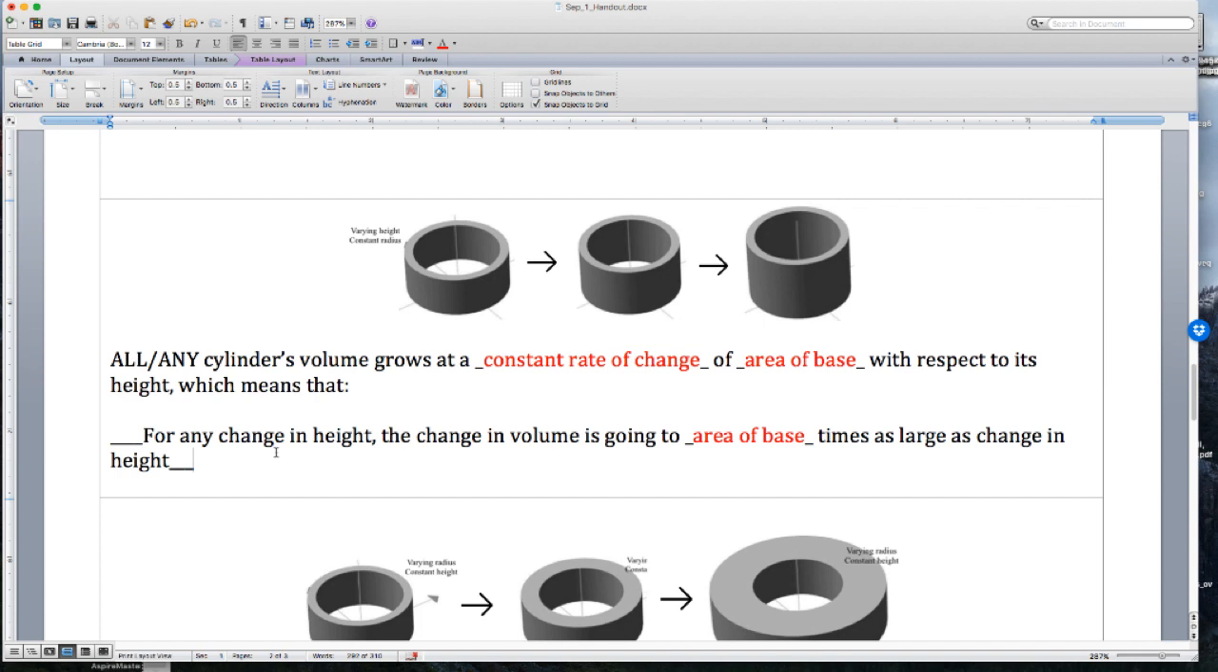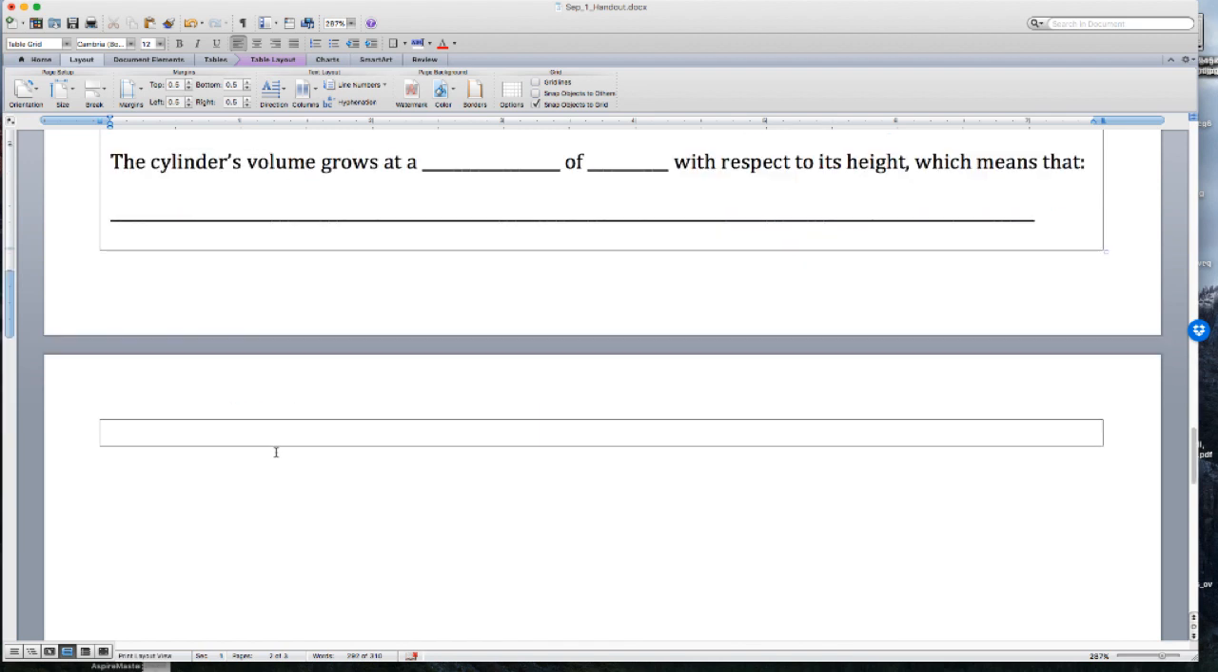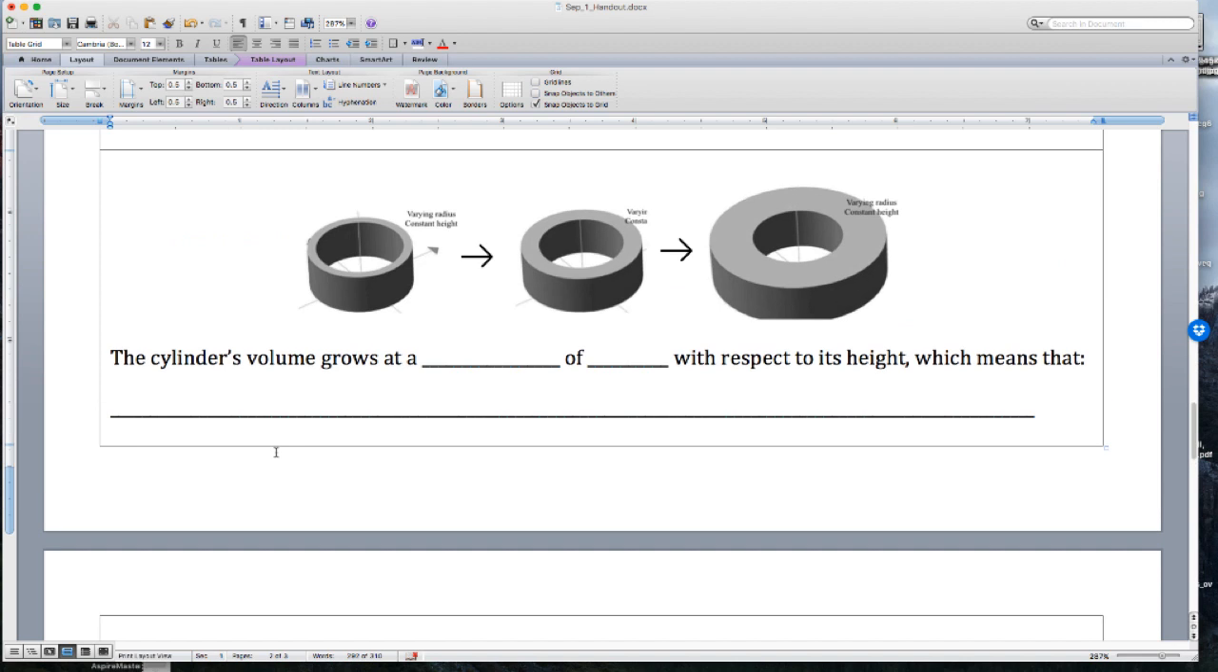Well, I'm going to take the little extra height, so what should I call that? dh. I'm going to take dh, and multiply it by the base, right? And that's going to give me the little change in volume. Wonderful. All right, what's a little bit harder is when it grows.